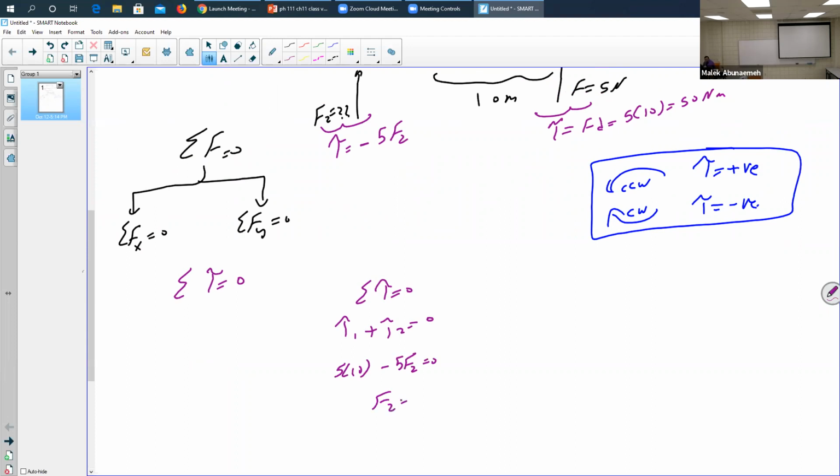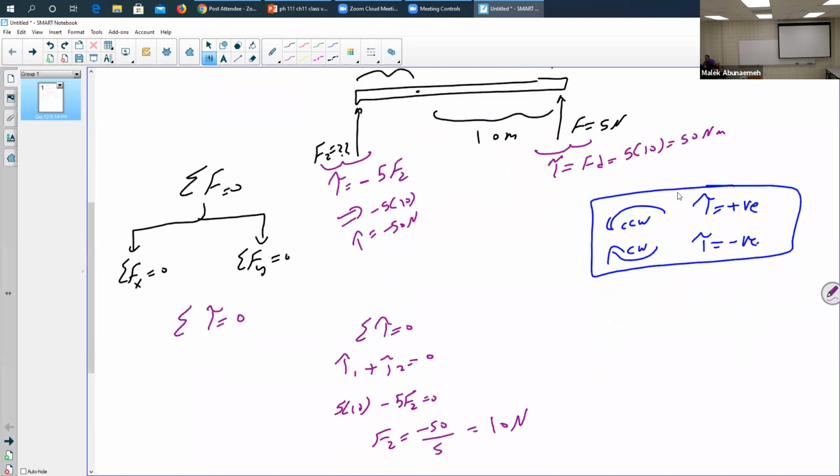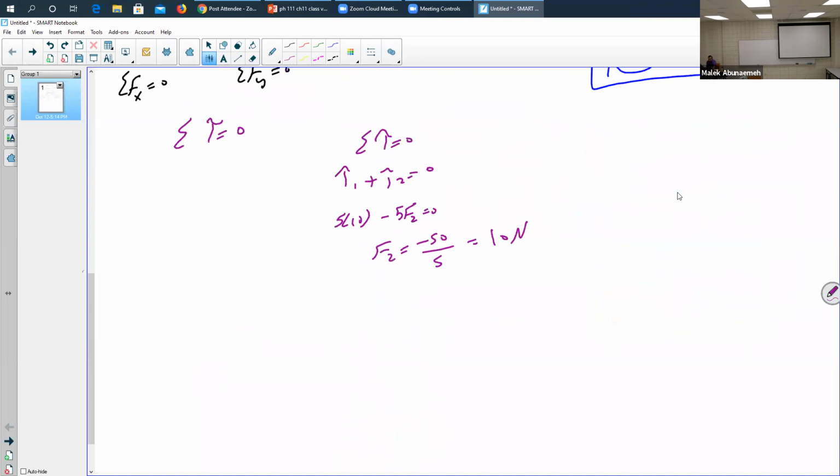That means F2 is going to equal 50 divided by 5, so it's going to be 10 newtons. So really, for this one, it's going to be minus 5 multiplied by 10. So your torque is minus 50 Newton meters on this one, which makes sense because it opposes the 50 Newton meters that you have. Excellent.